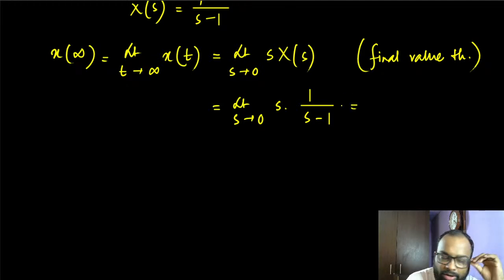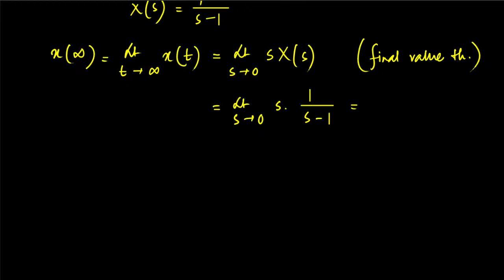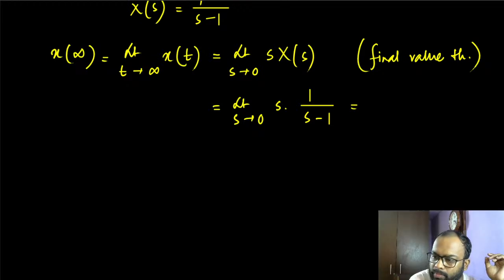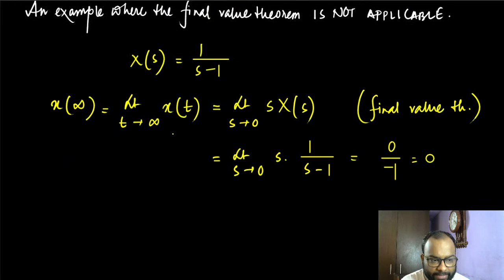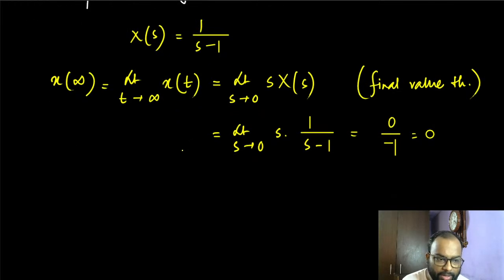It's a very trivial limit. In the numerator I have 0, so I have once again 0 divided by minus 1, so that's 0, right? So you might be tempted to say that the final value of this signal is 0. So x(infinity), when t tends to infinity, the final value is 0. You might be tempted to say that. Okay, but this is wrong.